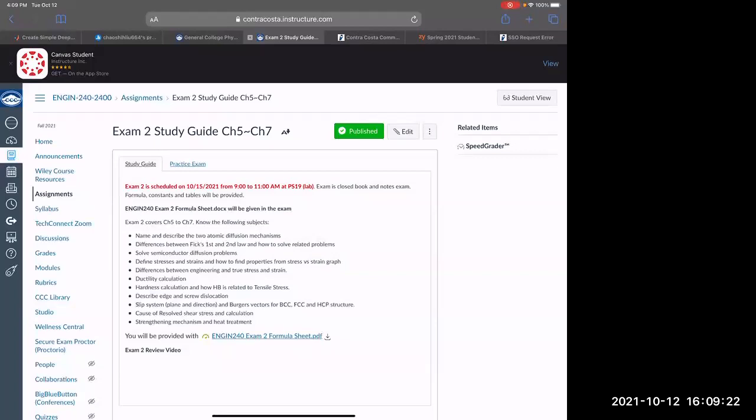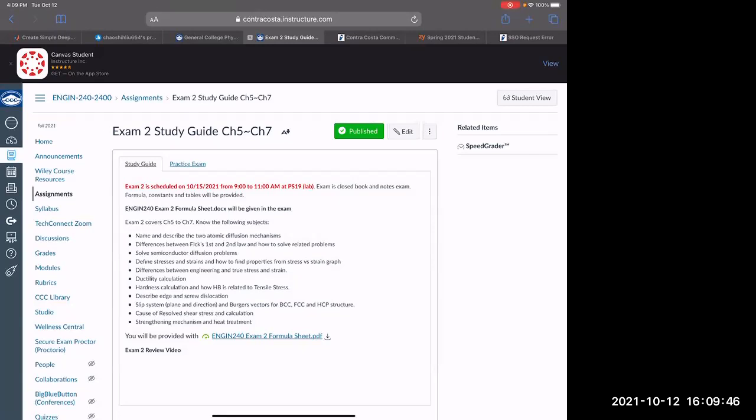Then chapter 7 is about dislocation. The dislocation is looking at when the object is under a load, how would this object fail? What direction and what plane will the object fail? And this is related to the dislocation mechanism.